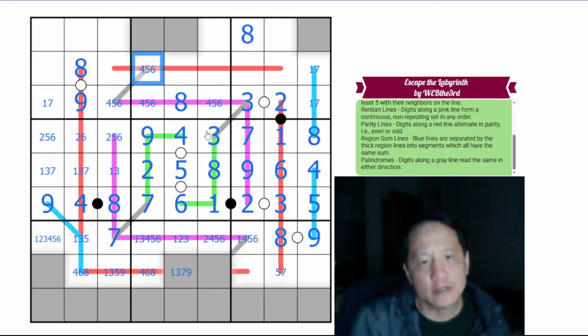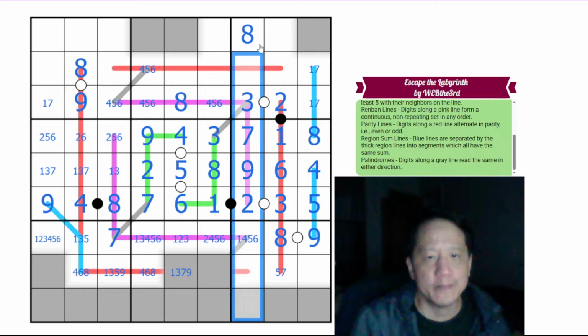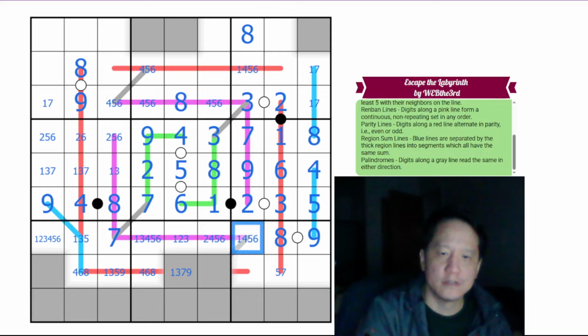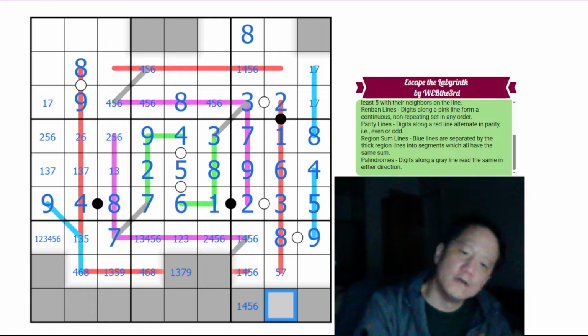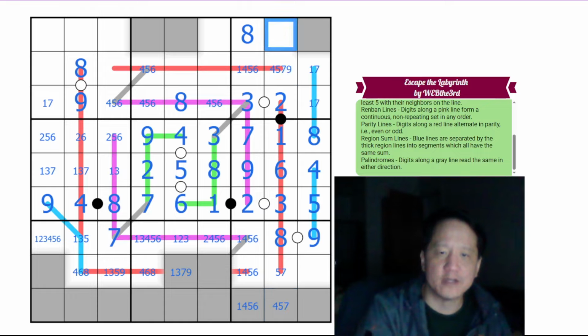Don't know what that is. Remaining digits in column 7, we have 1, 4, 5, and 6. Remaining digits in column 8, we have 4, 5, 7, 9. This can't be 9, so 4, 5, 7, 9. No 7 here, no 1 here because of the 1, 7 pair in the box. So this can't be 7, so 4, 5, or 9.